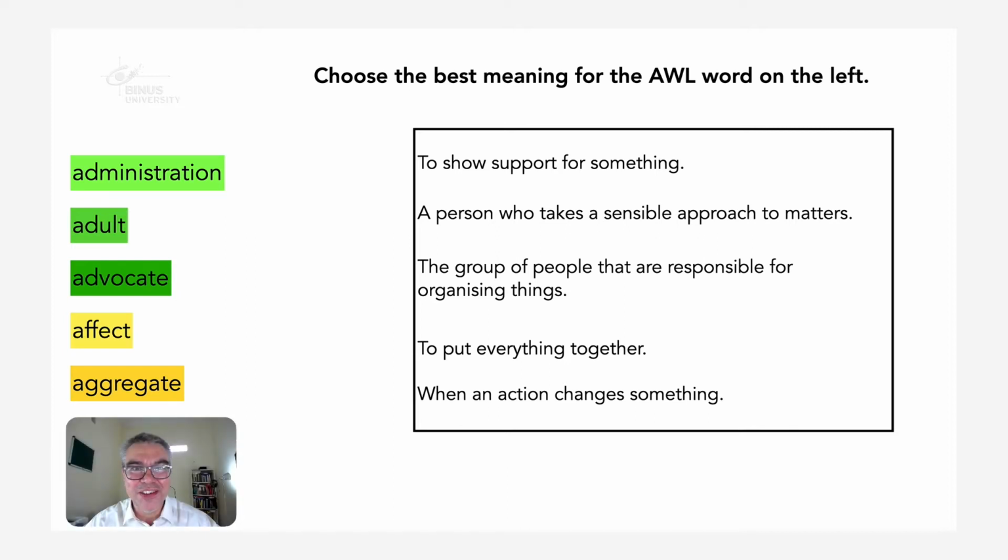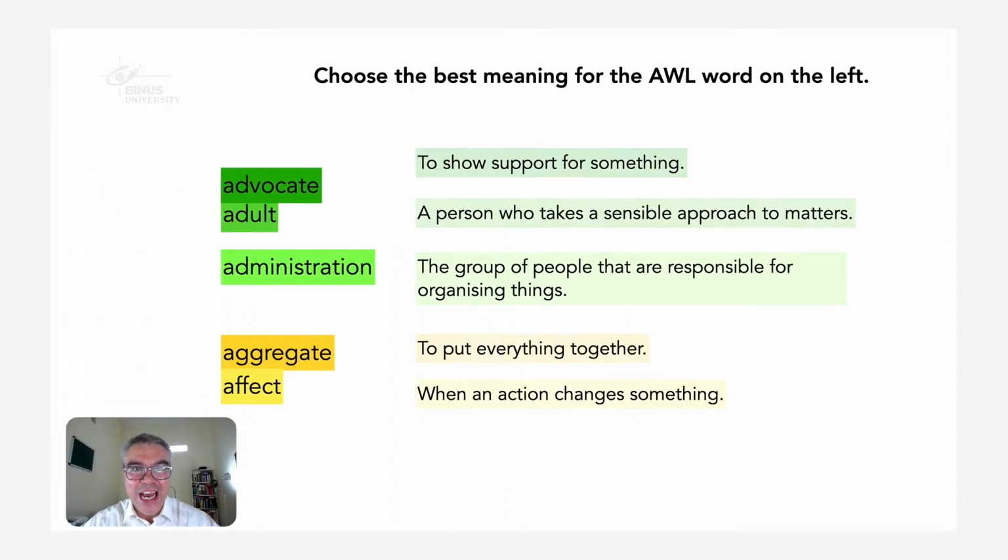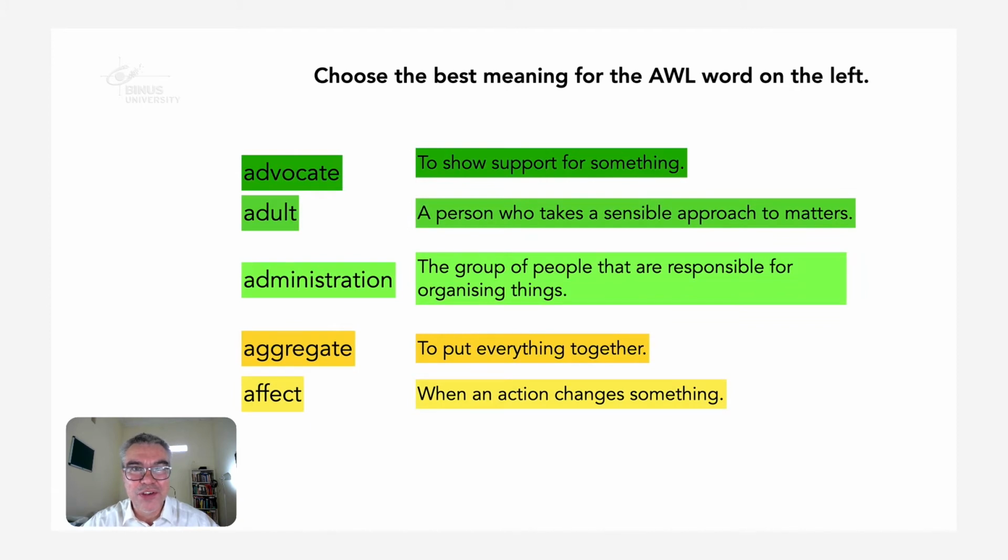Here are the answers. So of course, advocate means to show support for something. And adult, I think you knew that one, didn't you? Adult is a person who takes a sensible approach to matters. Administration, that is the group of people that are responsible for organising things. Aggregate is a great little word, and it means to put everything together. Often that could be information or data.